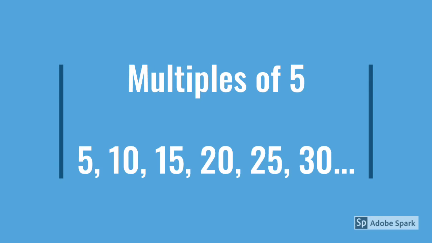We've talked lots about factors in class, numbers that you can multiply together to make another number. So if 5 is a factor of Tommy's number, his number must be in the 5 times table. It must be a multiple of 5. So I've thought of the first few multiples of 5. 5, 10, 15, 20, 25, and so on.